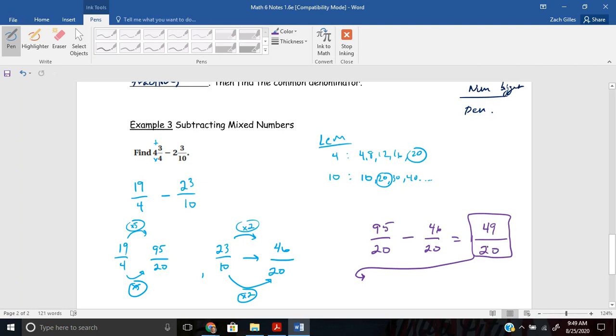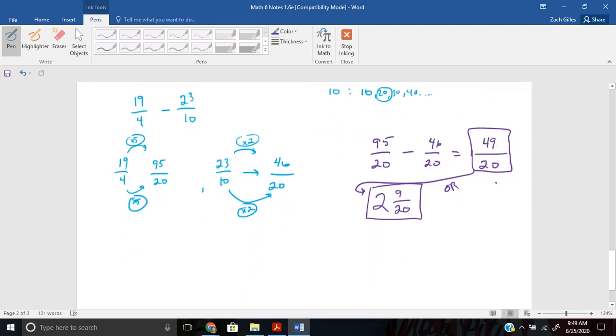So to do that, I ask myself, how many times does 20 go into 49? 2 whole times, which would be 40. And how many left over to get to 49? Well, 40 to 49, there'd be 9 left over. So that's my numerator. Keep my common denominator of 20. So you could have 49 twentieths, or that's the same thing as 2 and 9 twentieths.